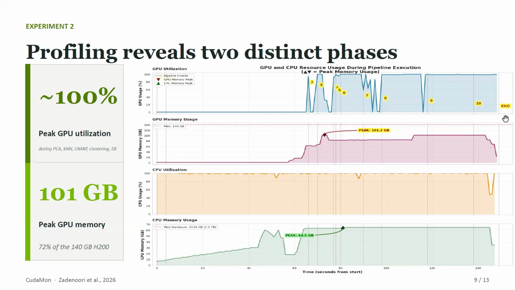Also, if you want to make these experiments reproducible, we should know the memory peak on both sides, GPU and CPU. We see the GPU memory peak is 101 gigabytes, that is 72% of the GPU VRAM. And on CPU, it peaked at like 65 gigabytes of RAM. It shows that rapids-singlecell utilized GPU RAM more than the CPU RAM.